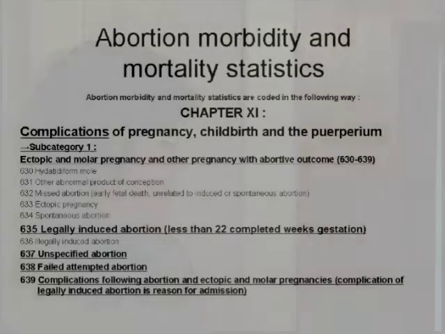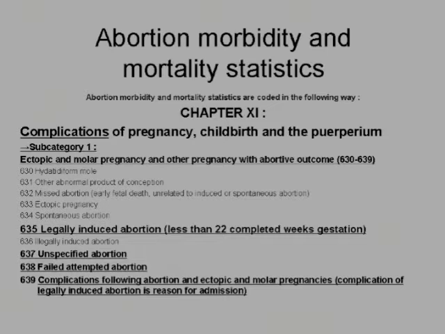And you get to 635, which is legally induced abortion. So legally meaning less than 22 completed weeks of gestation. You have illegally induced abortion at 636, and you have unspecified abortion at 637. You have failed attempted abortion at 638, and you have complications following abortion and ectopic and molar pregnancies all rolled into one at 639. So they include in there complications of legally induced abortion as the reason for the admission.